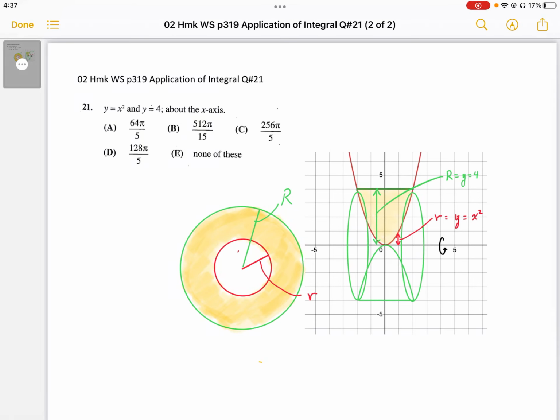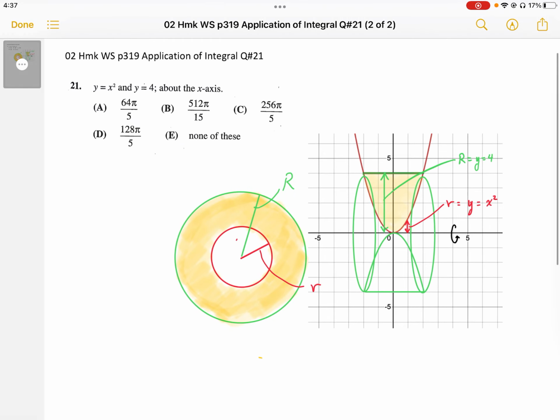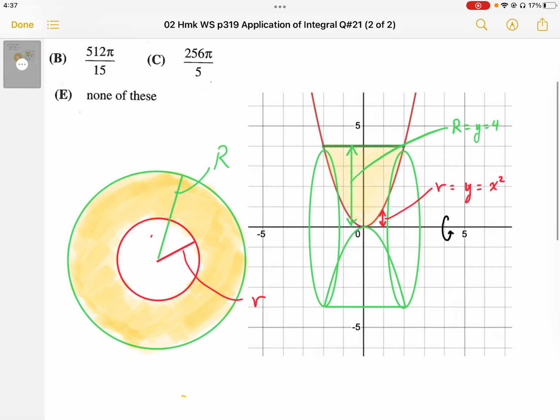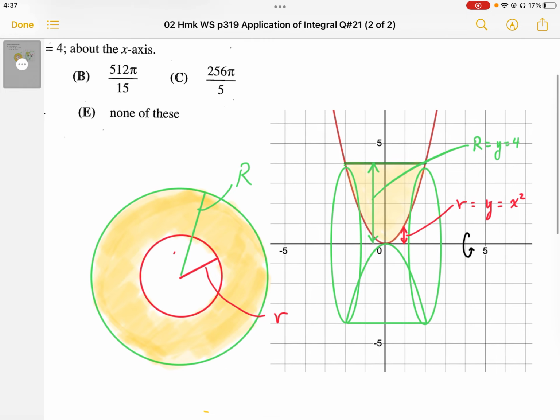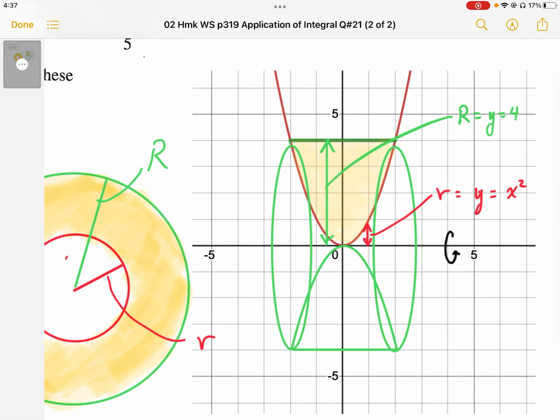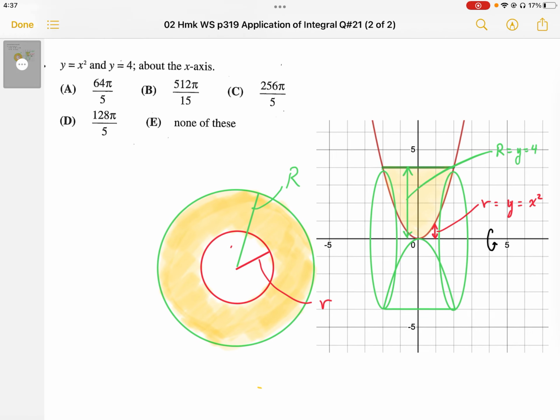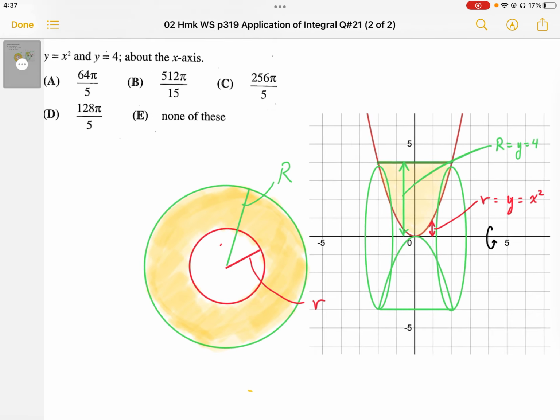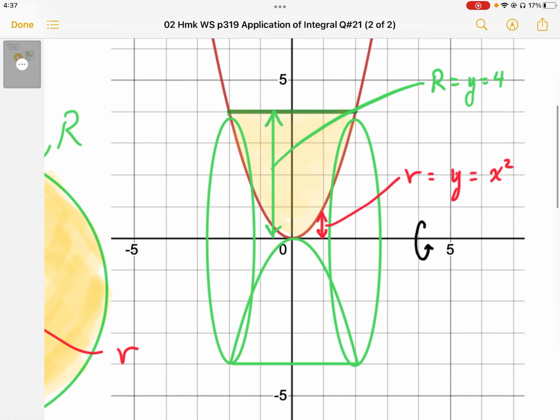Page 319, number 21, gives us the equation y equals x squared and y equals 4. And the area that's going to be bounded by those two lines is going to be that yellow area that I've shaded in here. And the question asks us to rotate this around the x-axis. And when we do that, we're going to generate this solid that I've outlined here in green.